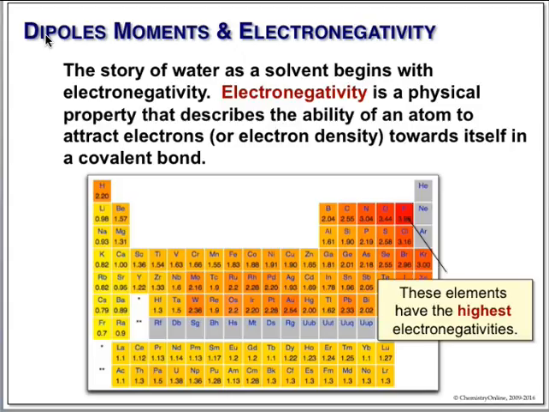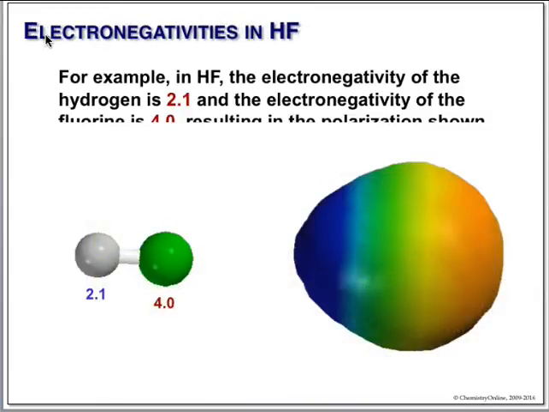Electronegativity is the tendency of a particular element to attract electrons towards itself. It's just an inherent tendency. Highest are up here in this corner, fluorine's the highest, and the lowest are down in this corner, francium at 0.7. The effect of this is to take a covalent bond and move the electrons so they're not shared evenly, but in fact they're oriented towards the most electronegative atom.